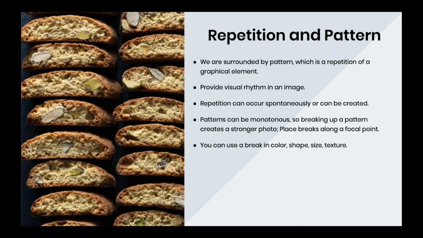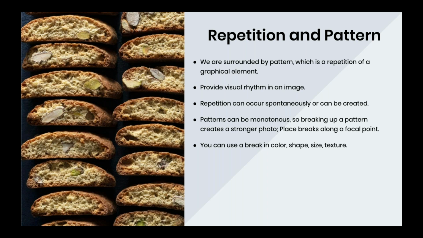Okay, and repetition and pattern, they're also important compositional principles. In our natural world, we're surrounded by pattern. Pattern is basically a repetition of any kind of graphical element. It's something that I think we don't even notice because there's just so much of it in nature and around us. But in an image, it provides a visual rhythm. This repetition can occur spontaneously or be created. Usually it's more your placement, how you place things, that can create repetition.